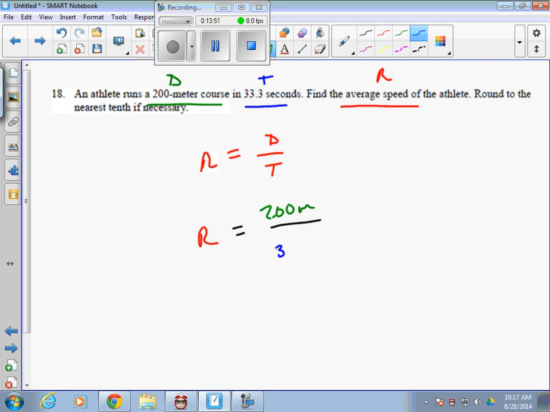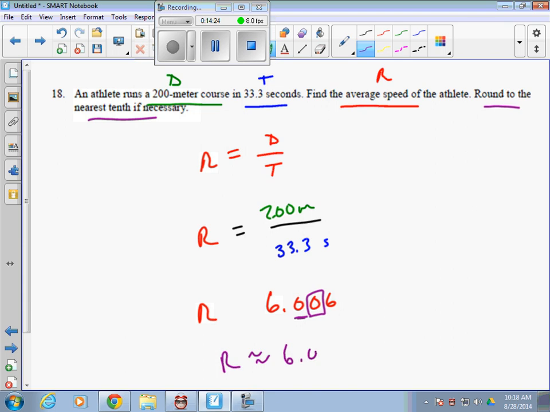200 meters, 33.3 seconds. Divide 200 by 33.3, and it comes out to 6.006, and it keeps repeating that way. So when we're looking for our rate, it says round again to the nearest tenth. So we only want 1 decimal place after. The next one is a 0. It's not 5 or greater, so our rate is approximately 6.0 meters per second.